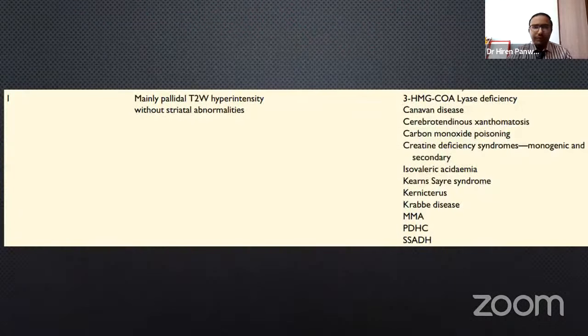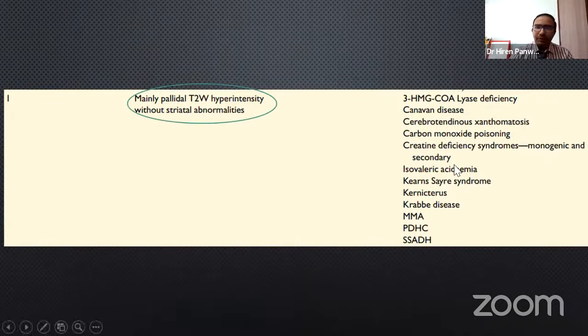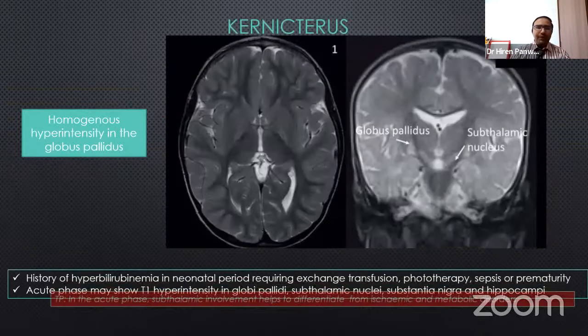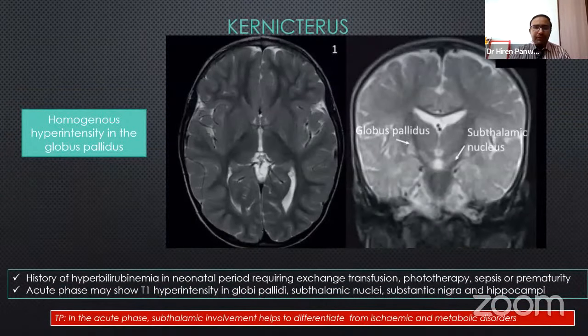So first, we'll start with globus pallidus T2 hyperintensity without striatal abnormality. This is a list of conditions that they have provided in their article. That's a good list of conditions when we find this kind of T2 hyperintensity of the globus pallidus without striatal involvement. You can refer to these conditions and always look at the entire scan. Is there any other irregular involvement or not? So we'll start with, first of all, the more common things which can be found.